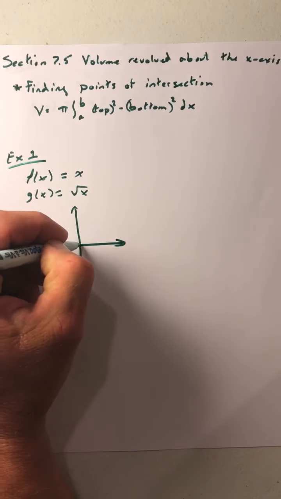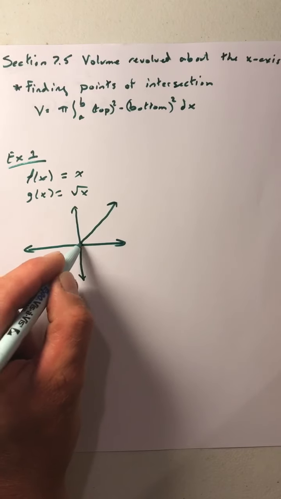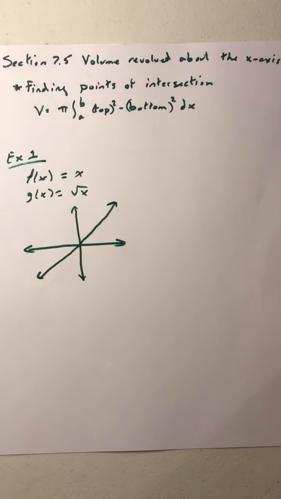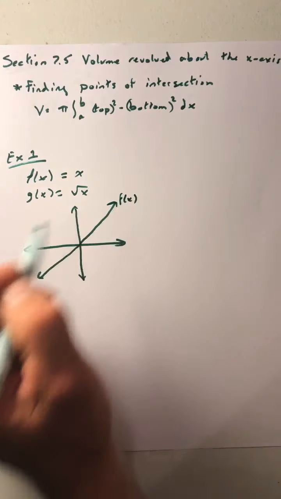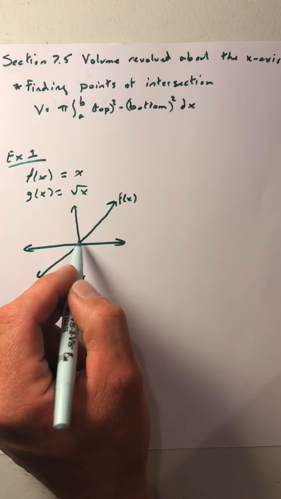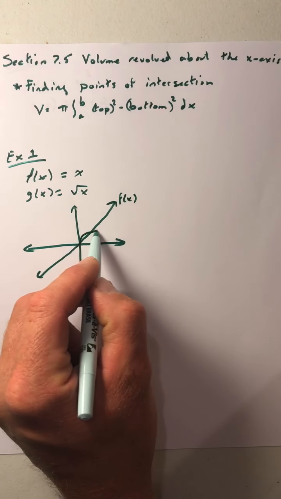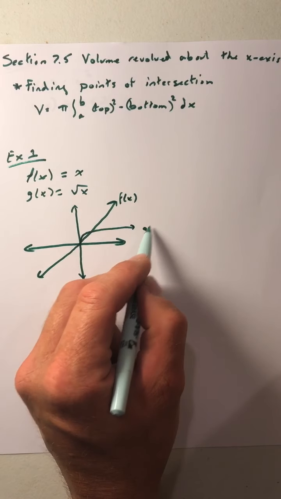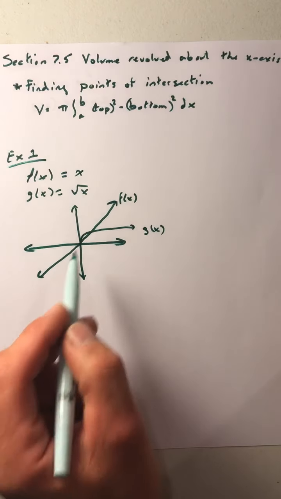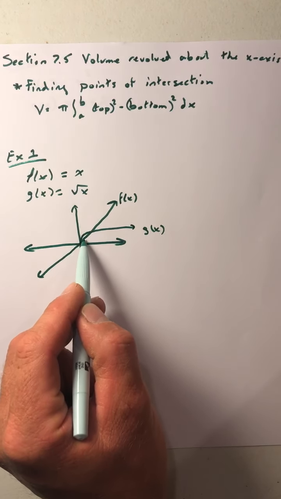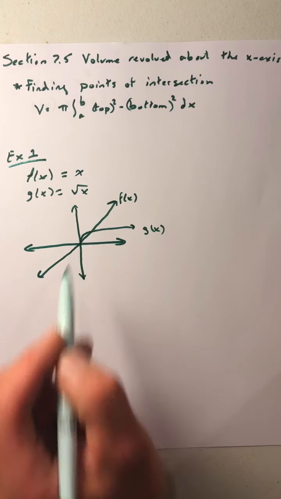F of x equals x. Hopefully, that's a nice diagonal line for us. We can go ahead and label that as our f of x. G of x is the square root of x. So the square root of x is going to come up, and it's going to come out something like this. Now we should hopefully see that we have this small little region in here.